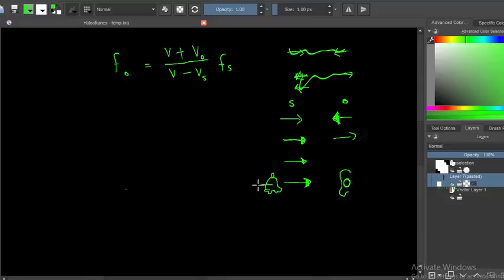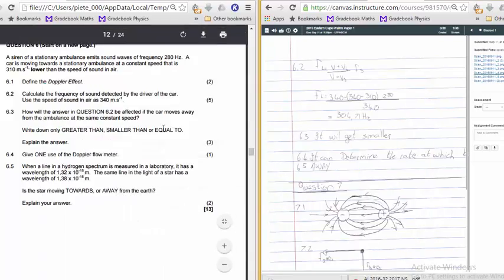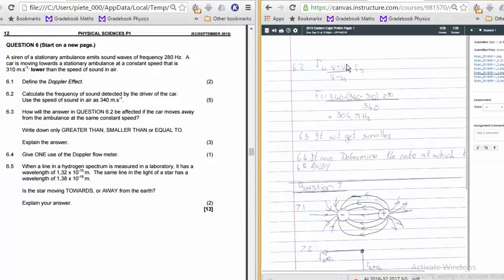But if he was driving in the opposite direction, then this one will become a plus. And so in this case, his is correct. Because what will happen to the velocity of the listener? Well, the velocity of the listener is traveling towards the sound.